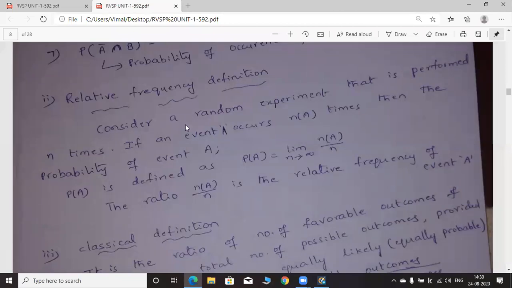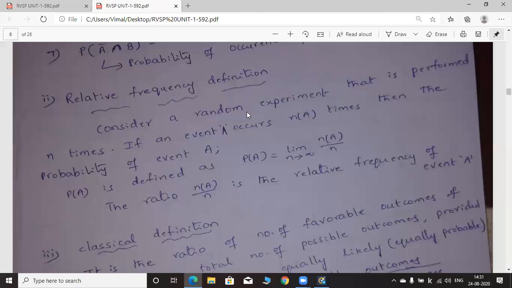So here, how can we define probability according to the relative frequency formula? Consider a random experiment that is performed n times. For example, if we consider a random experiment and it is repeated n times, under the same condition or under different conditions, whatever may be the condition, we have to repeat the random experiment n times. Already in the previous classes, I explained the difference between deterministic experiment and random experiment.